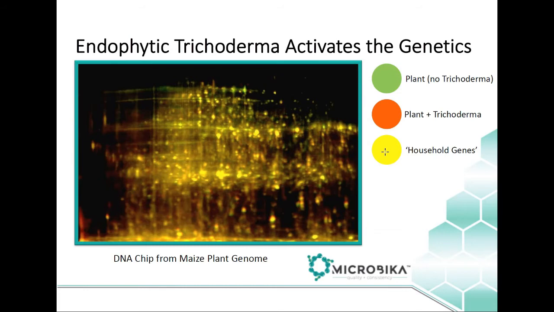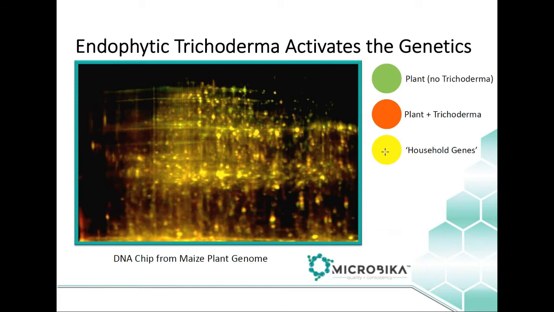Then the moment you infect the plant with the endophytic trichoderma, there's a new set of genes. It's maybe not as visual on this photo, but we use software to do the analysis. And there's literally hundreds of genes being switched on in response to this endophytic trichoderma. And then the yellow dots are just what we call the household genes, just the general genes involved in general functions inside the plant.